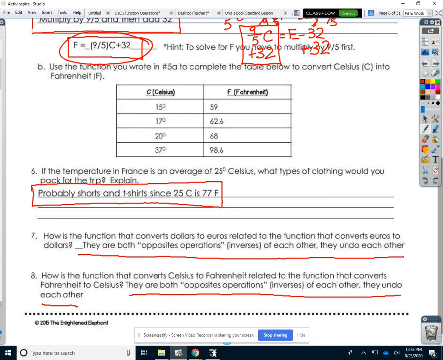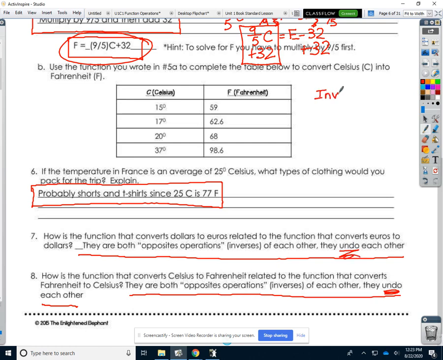All right, so the answer to question 6, well, you probably want to pack shorts and t-shirts, since 25 degrees Celsius is 77 degrees Fahrenheit. Hopefully you wouldn't have just seen 25 degrees and packed a snowsuit. Number 7 and 8, basically both are opposite operations, so they're inverses of each other. And the key there is that inverses undo each other.